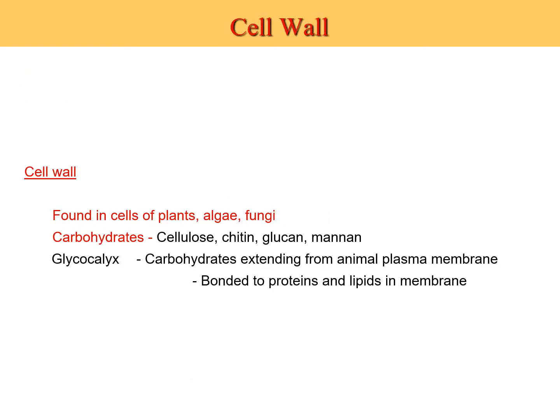The cell wall is different in different kinds of organisms. Animal cells do not have a cell wall. They do have a cell membrane. All cells have a cell membrane, but animal cells do not have a cell wall. But plants do, algae do, fungi do. They all have a cell wall. And there are many different carbohydrates in that cell wall.